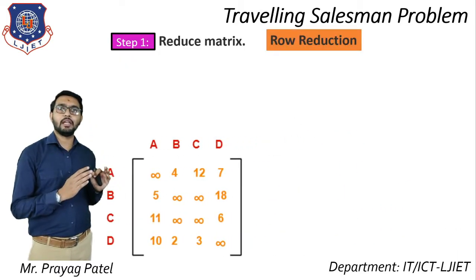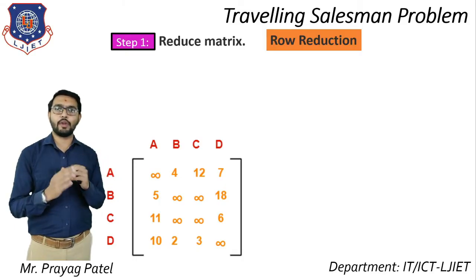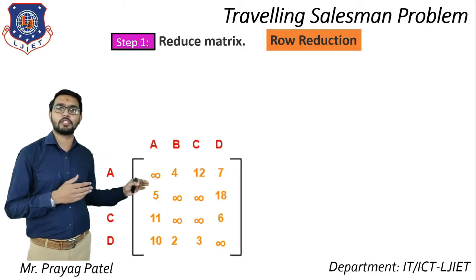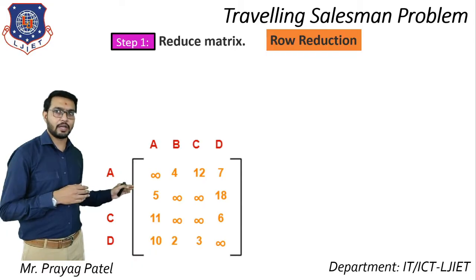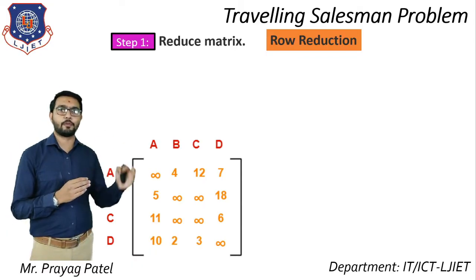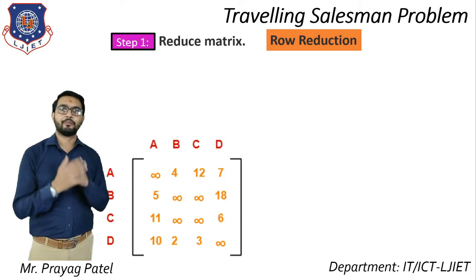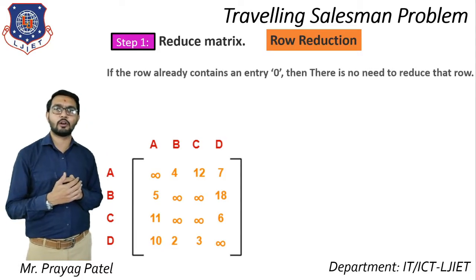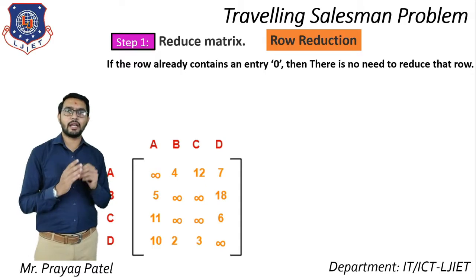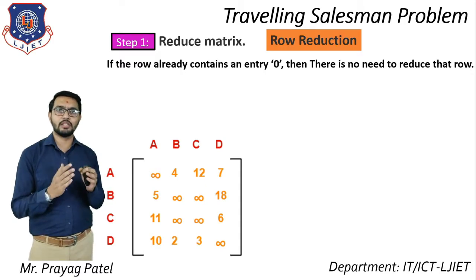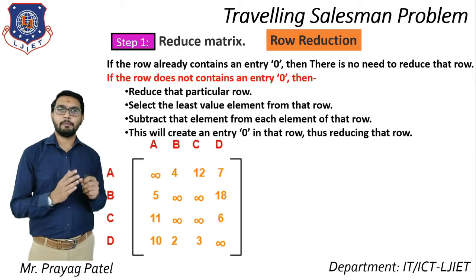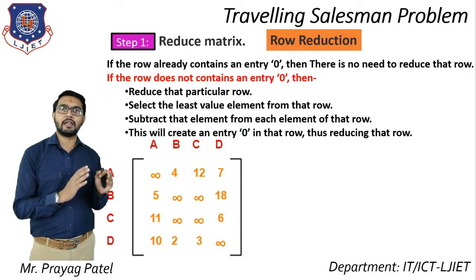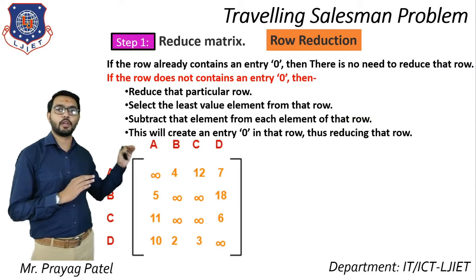Now, after understanding how we can reduce the matrix, we reduce this matrix step by step. The first step is the row reduction step. This is considered your initial matrix. In the initial matrix, first you perform the row reduction operation. How can we perform the row reduction operation? If the row already contains at least one 0 entry, then there is no need to reduce this row. But if the row does not contain an entry 0, then reduce that particular row.